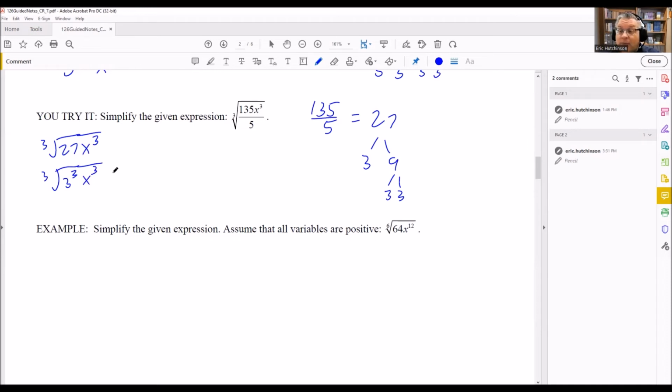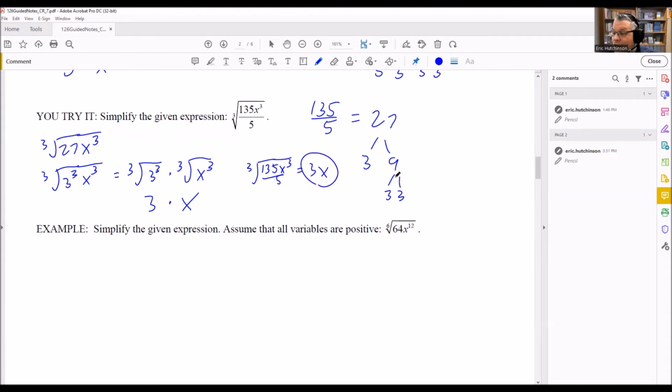Then we can use the product property to separate this. So we're going to do the cube root of 3 cubed times the cube root of x cubed. Well, this part here, the 3 and the root cancel and you get a 3. And then this one, the 3 and the cube root cancel and you get x. So therefore, the cube root of 135x cubed over 5, that's just going to equal 3x. So 3x would be your answer on that one.